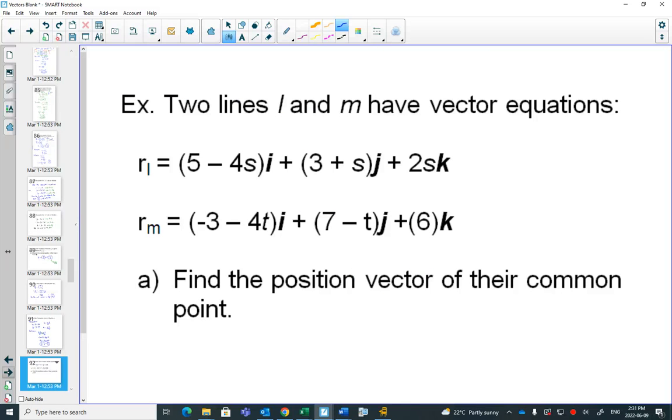Two lines, L and M, have vector equations. So we have a little L there and a little m just to differentiate between the two.